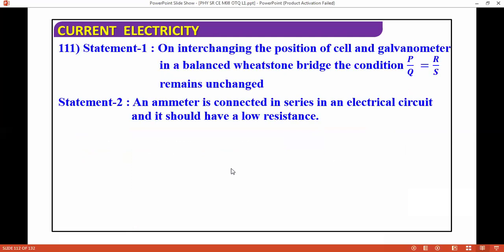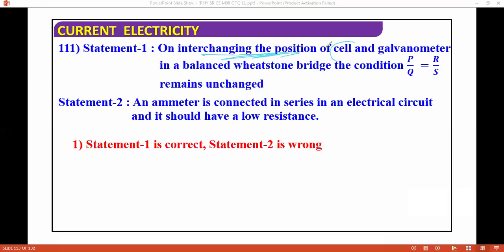On interchanging the position of the cell and galvanometer, the balance condition in the Wheatstone bridge remains unchanged. I did this question so many times. Interchanging of cell and galvanometer. An ammeter is connected in series in an electrical circuit and should have low resistance.